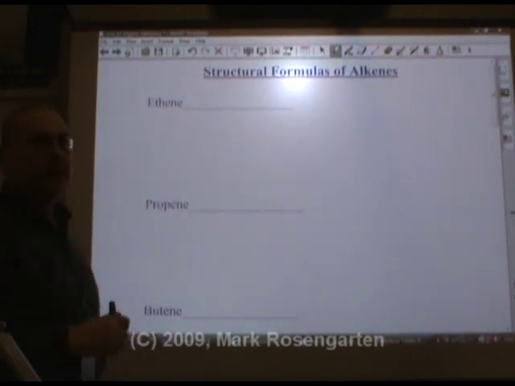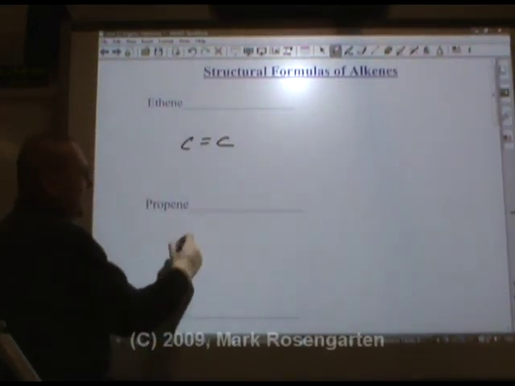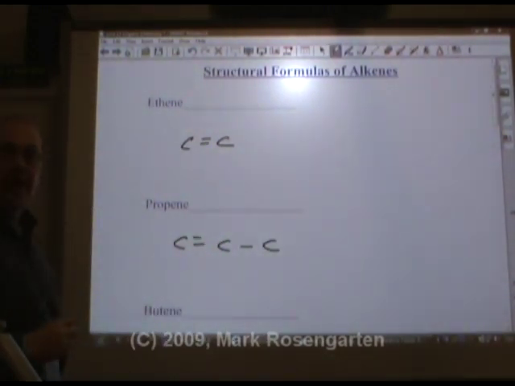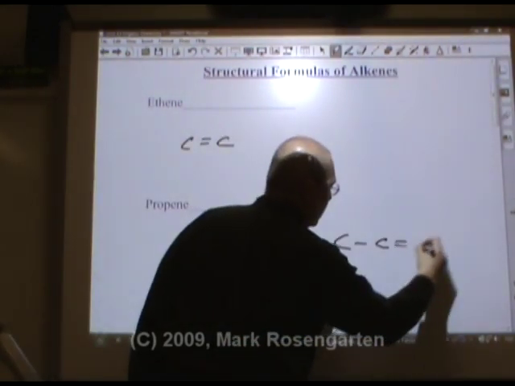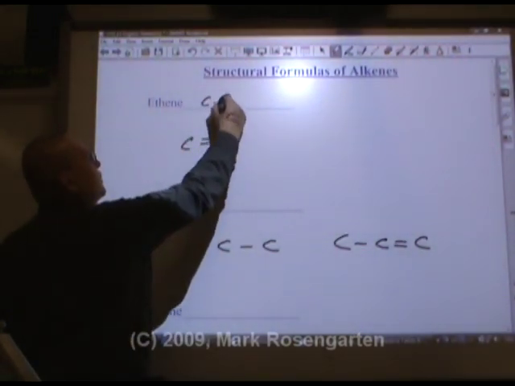Alkenes. Ethene, 2 carbons with a double bond. Propene, 3 carbons with a double bond. Does it matter where the double bond goes? In this molecule, no.